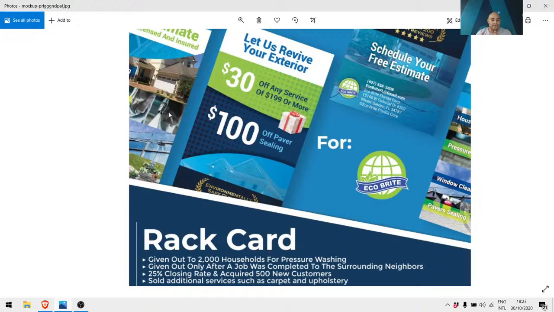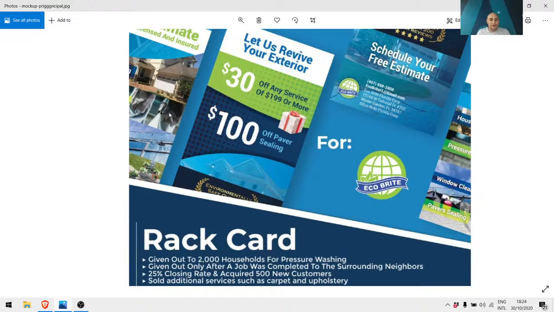So the whole point is what they did is give these out to 2,000 households for pressure washing, right? And they only gave it out to the surrounding neighborhoods after a job was completed. They had a 25% closing rate and acquired 500 new customers, right? And then these same people who wanted pressure washing would come back and hire them for carpet cleaning, upholstery, any other different services, right?